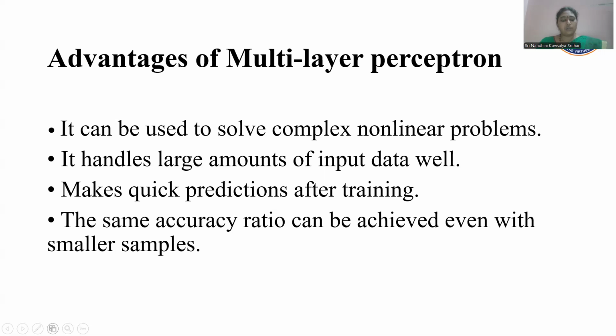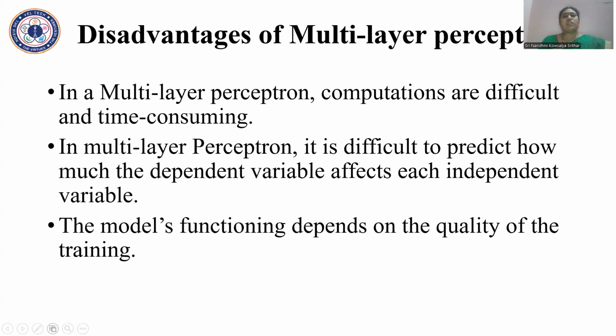So we are going to use the multi-layer perceptron model to solve complex nonlinear problems with large amounts of input data, then quick predictions, and to get the same accuracy with smaller samples. So we can use this multi-layer perceptron with smaller samples as well as large amounts of input data. Then the disadvantages of multi-layer perceptron.